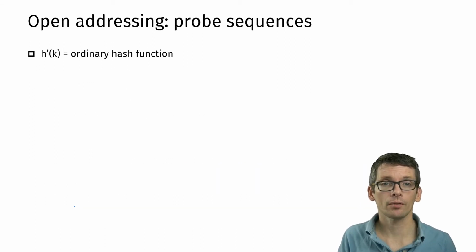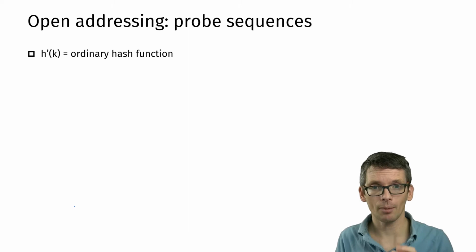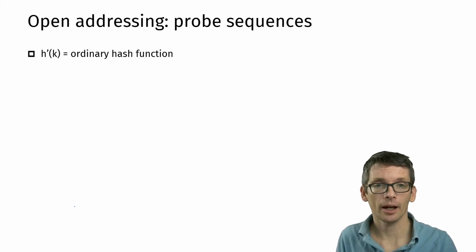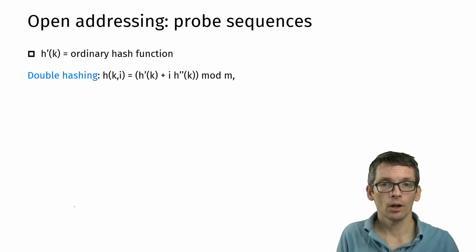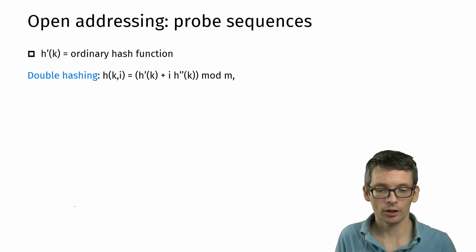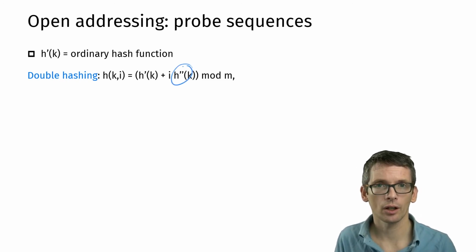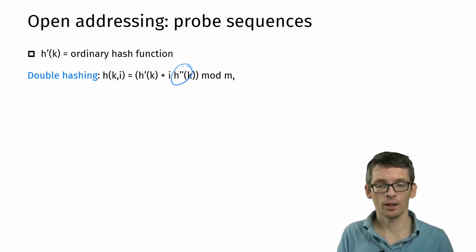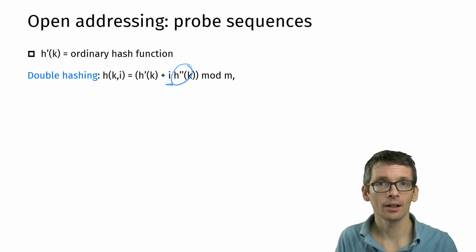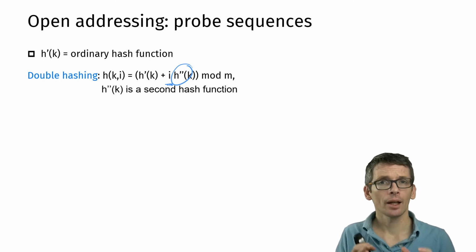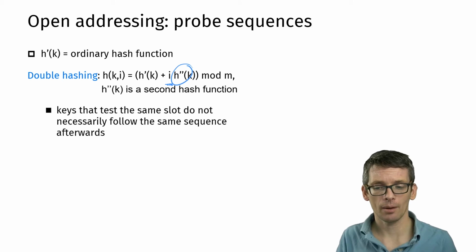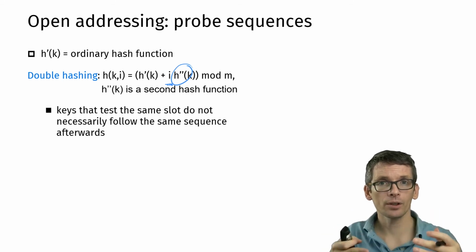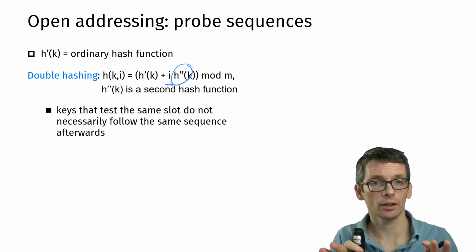A good alternative is double hashing. For double hashing, we again have an ordinary hash function, but then we also have a second hash function, here this one, h double prime. And what we now do looks very much like linear probing, but instead of plus i, we do plus i times the secondary hash function. As a result, even if two keys go initially to the same slot, they won't have the same probe sequence unless also the secondary hash function is the same.